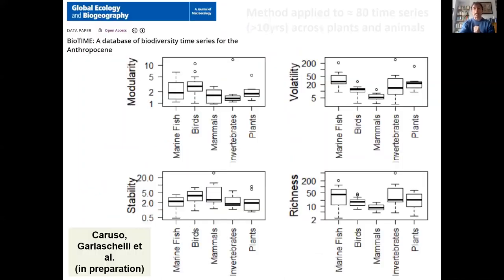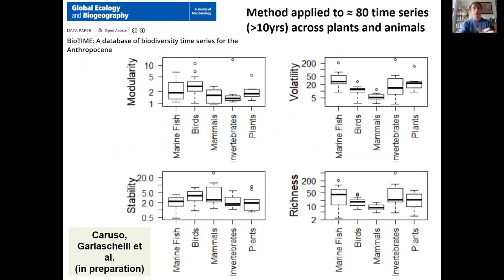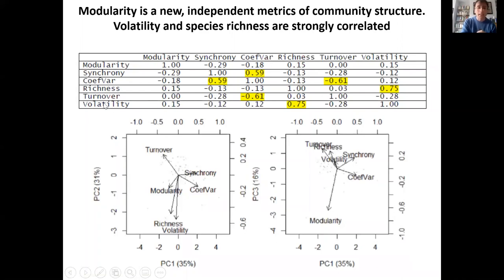So I have done this for a global data set, the BioTime database, which is a big database of time series of multiple communities. And you can see that those quantities are relatively easy to calculate, and this has been done for marine fish, birds, mammals, invertebrates, and plants. And you can see that there are big and clear patterns in those metrics. And volatility especially seems to be a very important metric to separate the different taxa. And you can see that volatility is very highly correlated to species richness. So this is early days for this type of technique. But the idea is that by using, again, a concept from networks, you can actually decompose time series of networks into quantities that are directly related to stability.